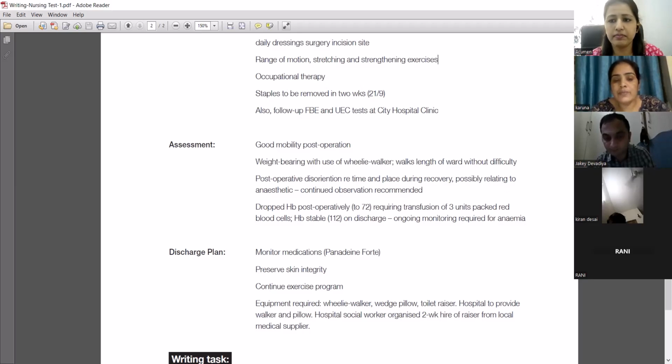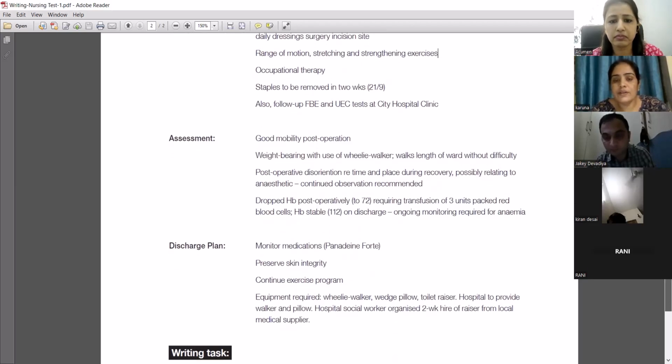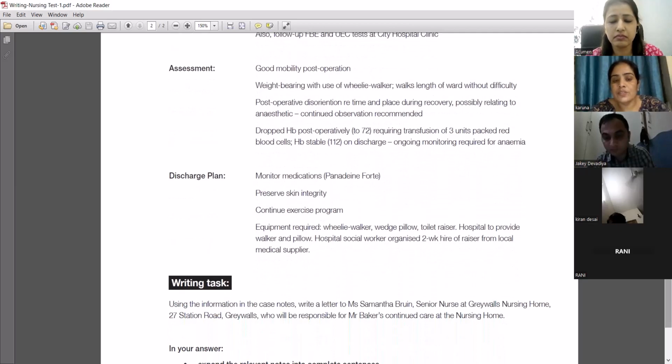Ma'am, here is the equipment required also. The wheelie walker, wedge pillow. The social worker will be arranging or she has arranged already. That also got a confusion. See here, "arranged" is used. Organized. What does that mean? She has done already. Even a few simple, small readings within a time limit are very difficult, ma'am. Like understanding of the case note and then simple words also.